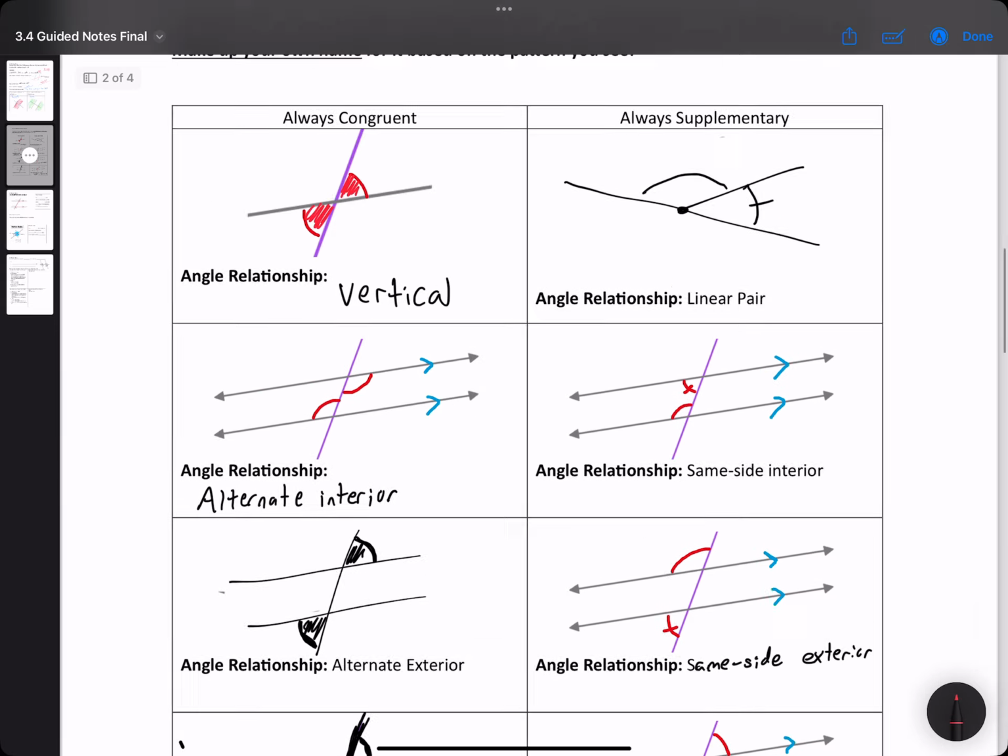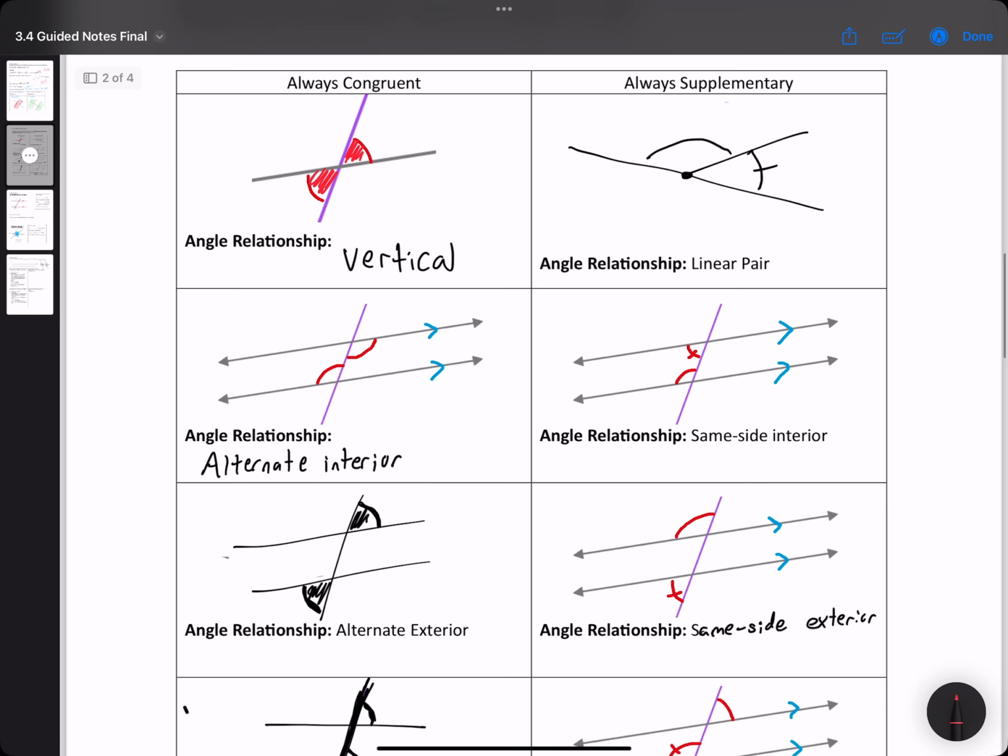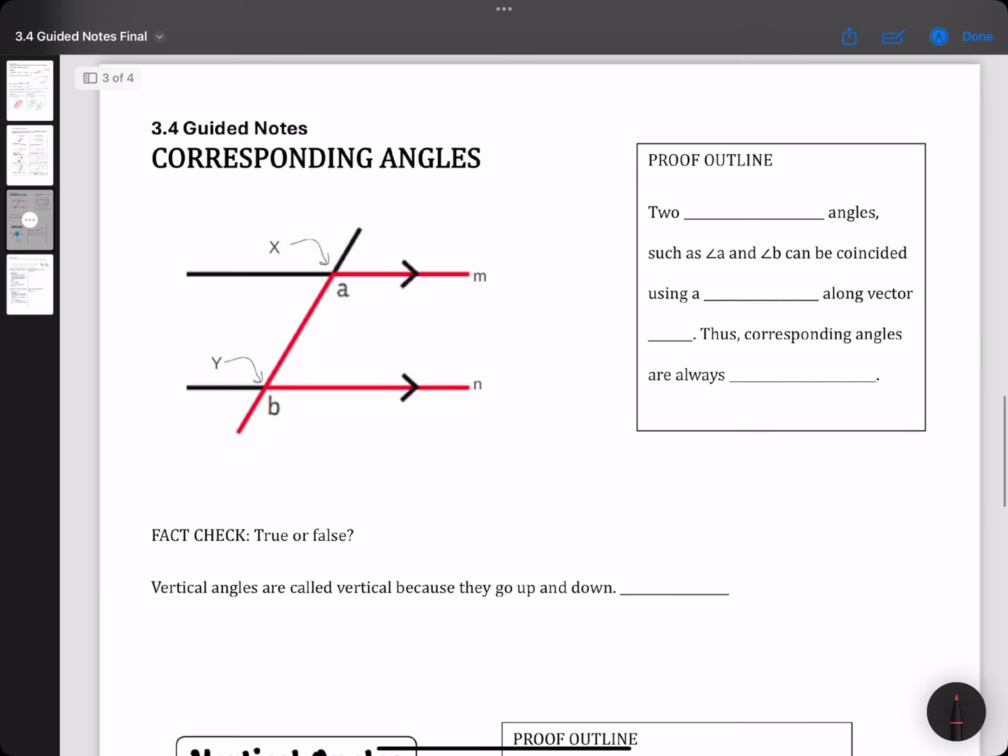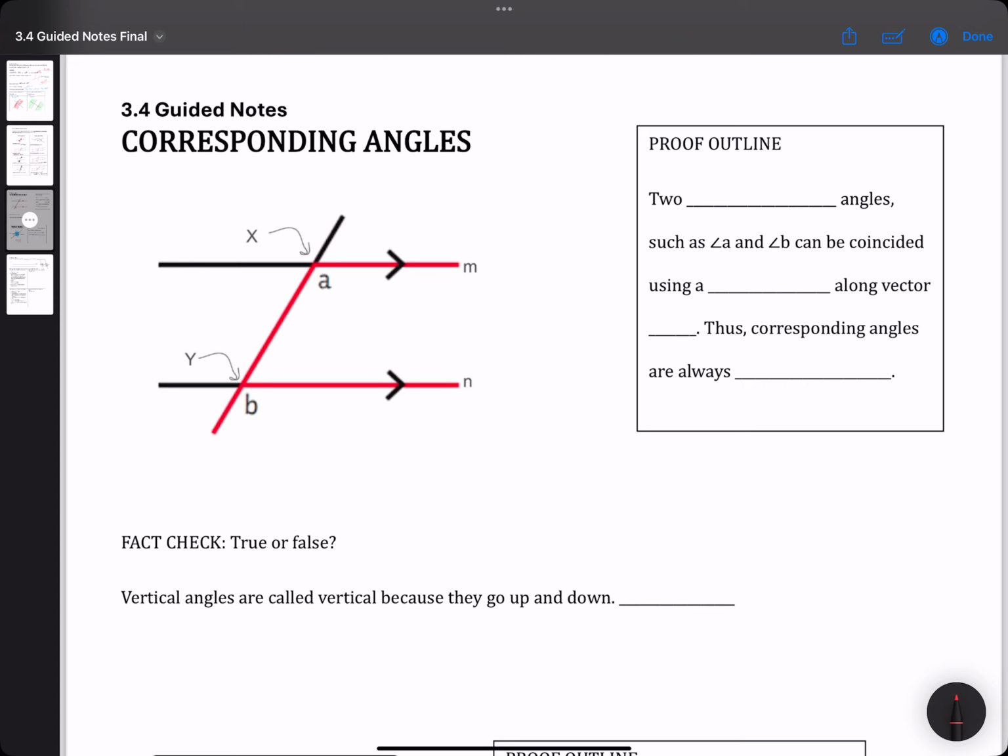So we've been saying that all of these types of angles on the left-hand side are always congruent, and all of the types of angles on the right are always supplementary. And now we're going to see how we can prove that that's true. So we're going to start with two blank angles, such as angles A and B. So this is angle A, this is angle B. Those two angles are known as, go figure, corresponding angles.